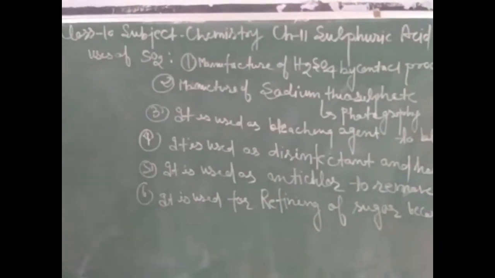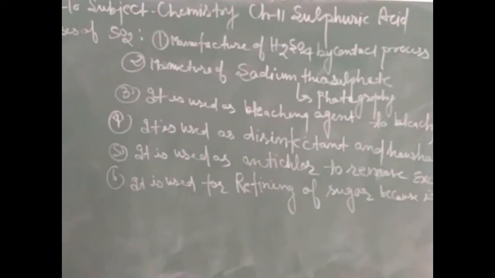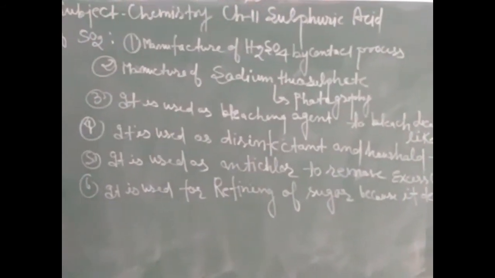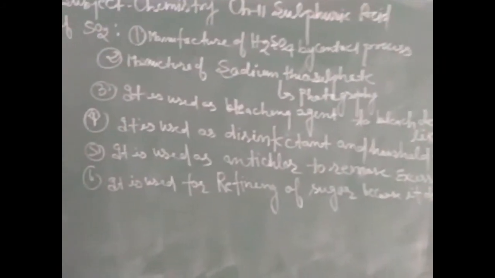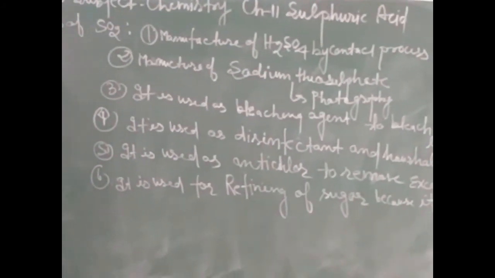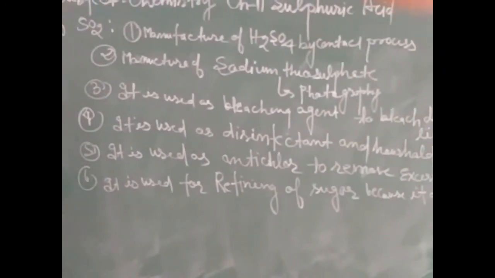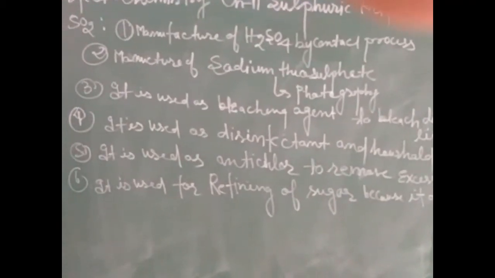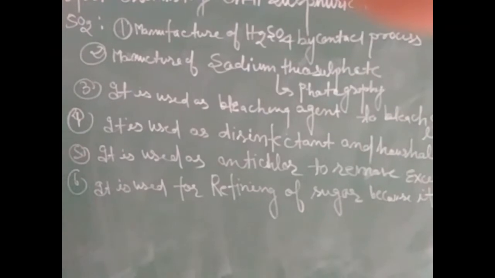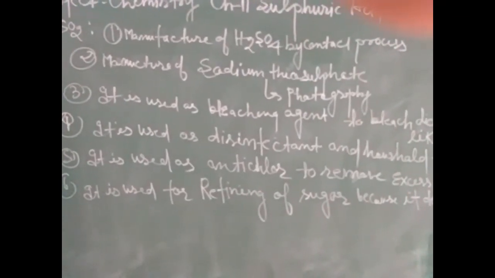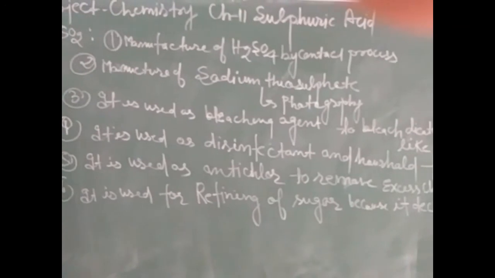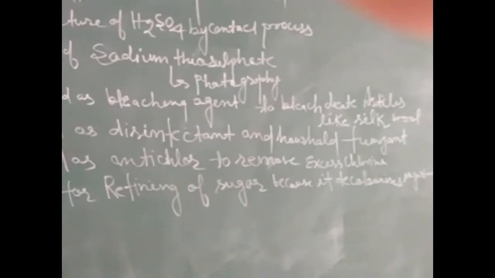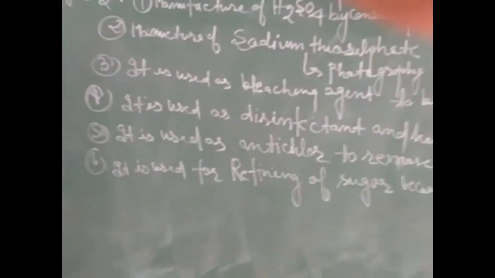Now dear students, we will discuss the usage of sulfur dioxide. Sulfur dioxide is used in the manufacture of sulfuric acid by the contact process. The contact process we will discuss later on. Second, it is also used in the manufacture of sodium thiosulfate, which is used in photography. Third, it is used as a bleaching agent to bleach soft delicate articles like silk, wool and other soft cloths.